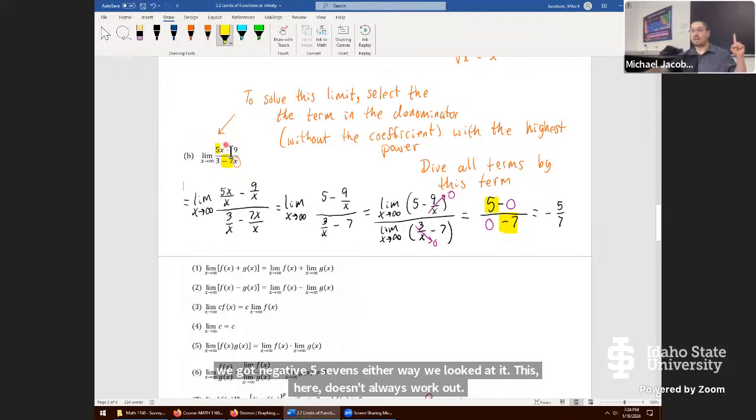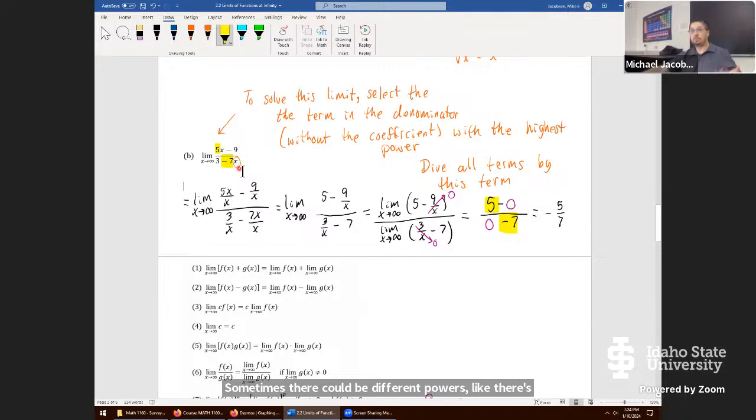Like there's power 1 on top, power 1 on bottom. Whenever there's a tie, this little strategy works out. But the good news is, if you copy this strategy, you have to worry less about what's happening with the asymptotes and more, it's just a process that works, whether it's a rational function or not.